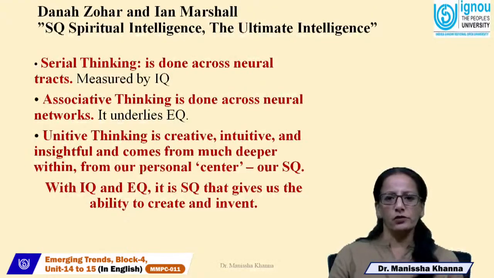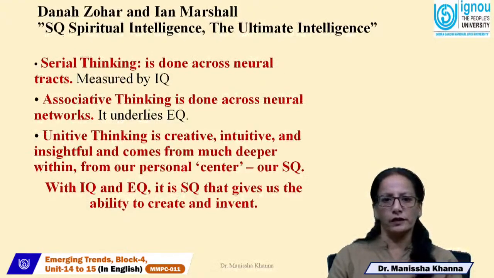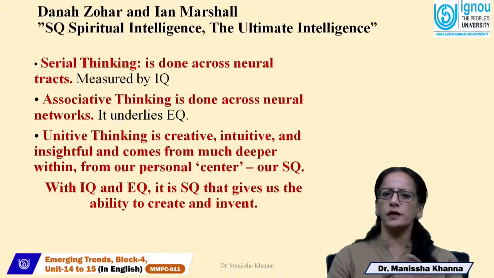So the SQ is known as an ultimate intelligence, which was given by Danah Zohar and Ian Marshall, where serial thinking is done across neural tracts, which is measured by IQ. There is associative thinking, which is done across neural networks, which underlies EQ. There is unitive thinking, which is creative, has a dimension of intuition and insight, and comes from much deeper within, from our personal center. That is our SQ.